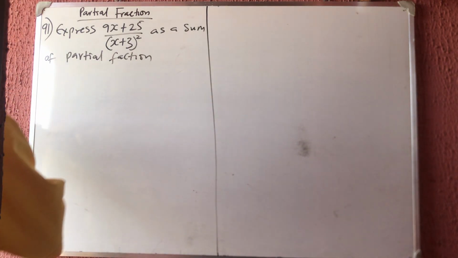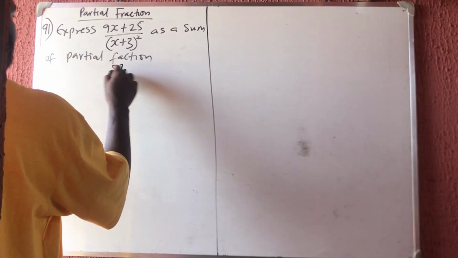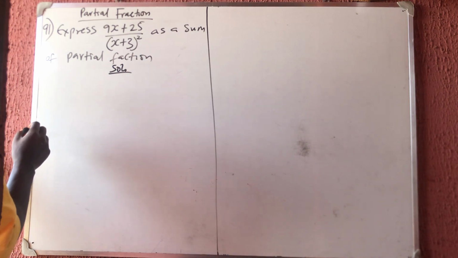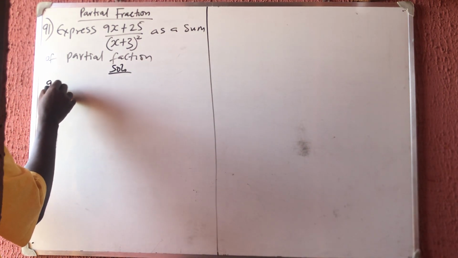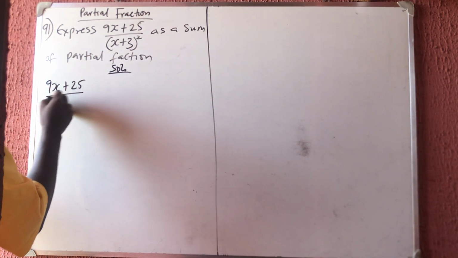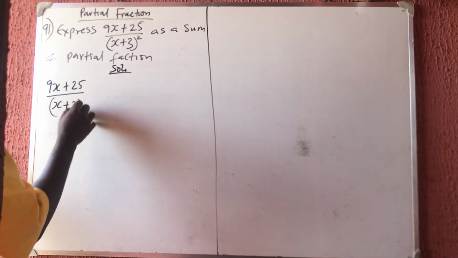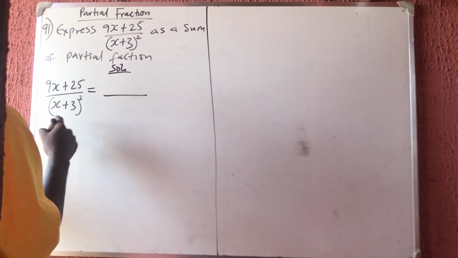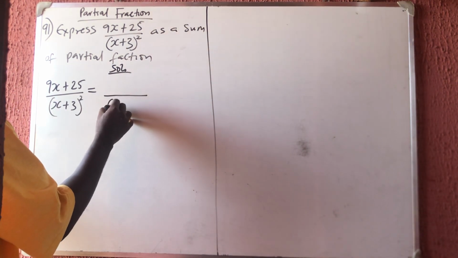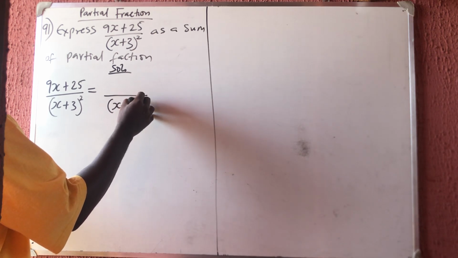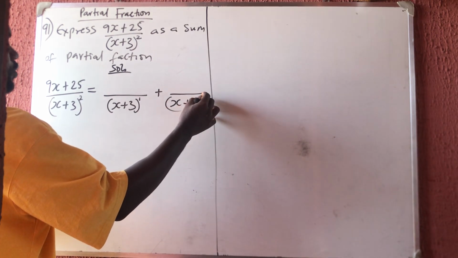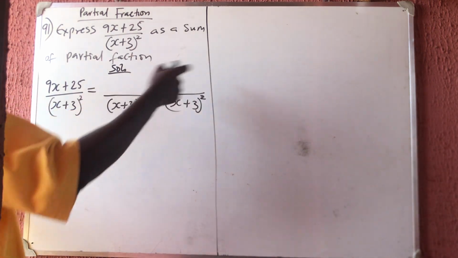All right, solution. This is very simple. Please, if you have not watched my video on partial fraction, please do that. Look at this one now. In partial fraction, I have 9x plus 25 all over x plus 3 all squared. In this pattern, look at the way we write the denominator. You start from x plus 3 raised to power 1, plus another one, x plus 3 raised to power 2.